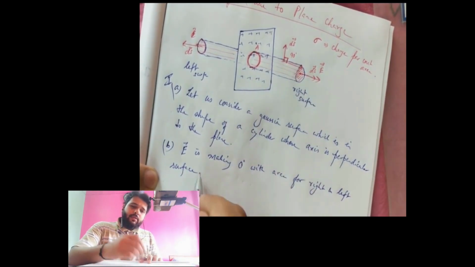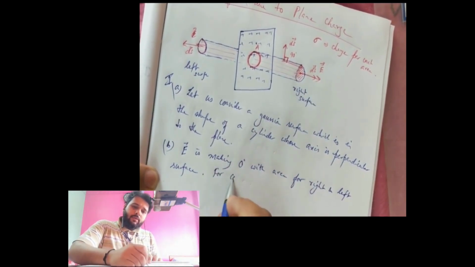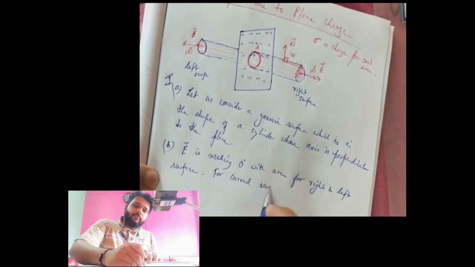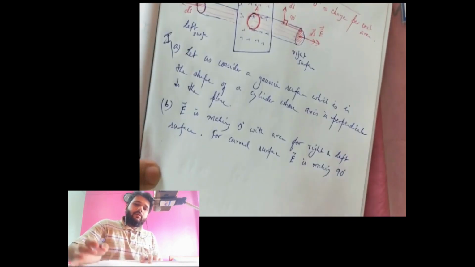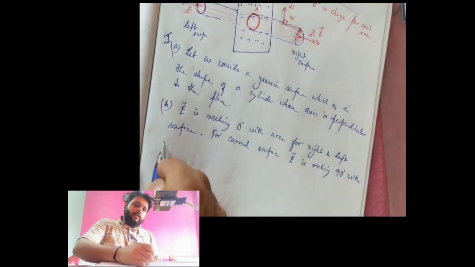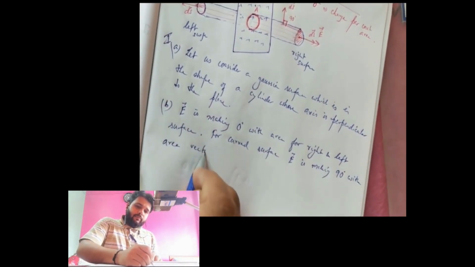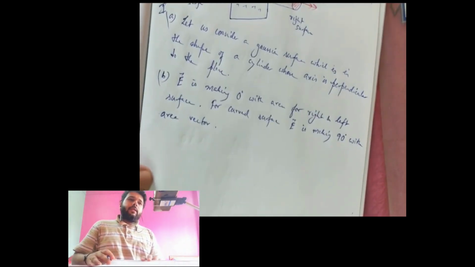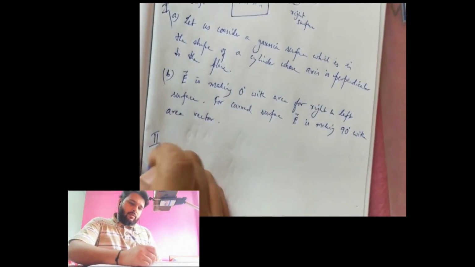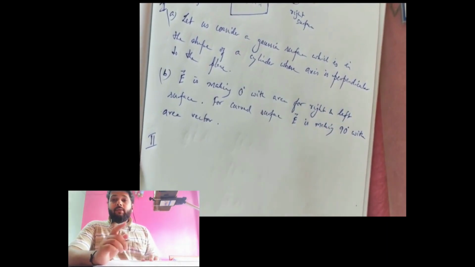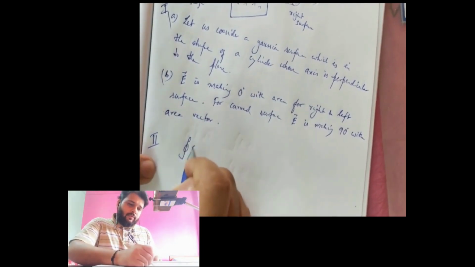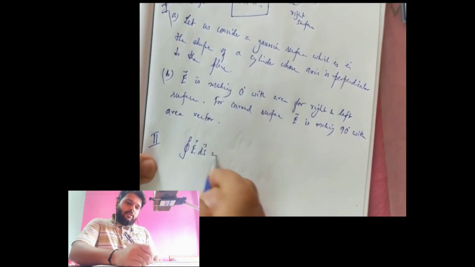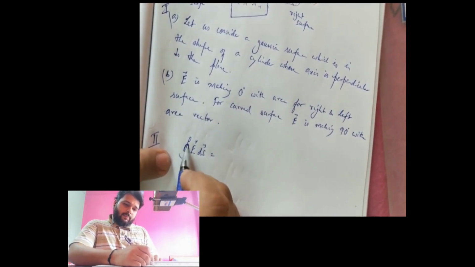So E is making 0 degrees with the area vector, and for the curved surface E is making 90 degrees with the area vector. Now the second step is we have to calculate the value of the closed integral of E dot ds. Now we have to expand this closed integral.